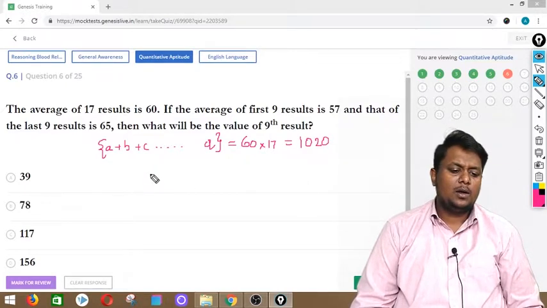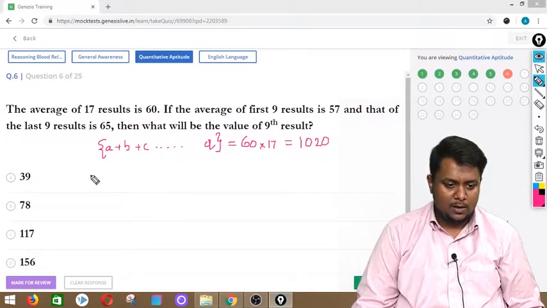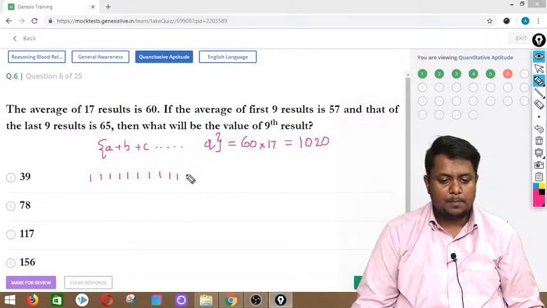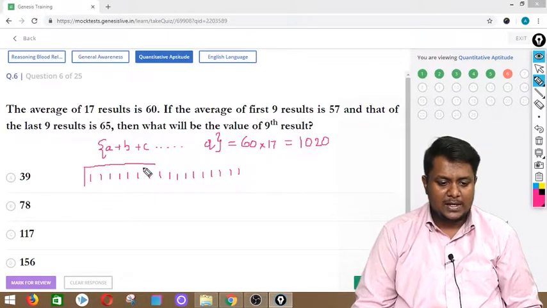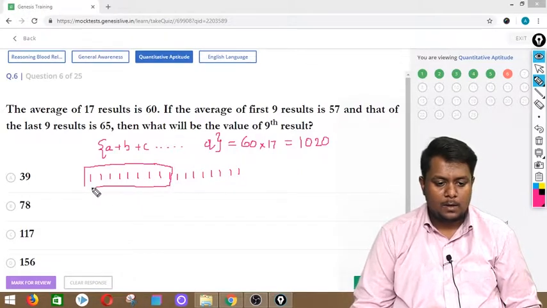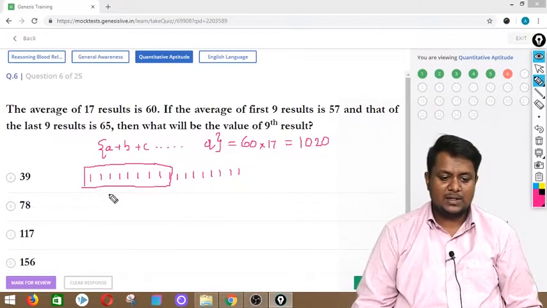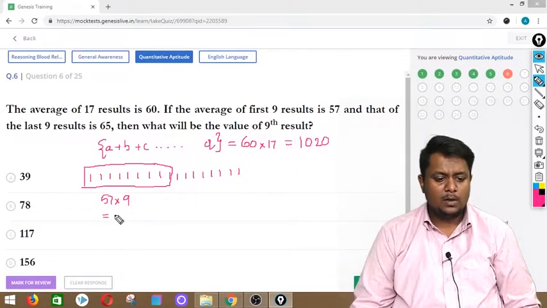Now, the sum of the first 9 results, let us say these are the subjects: 1 2 3 4 5 6 7 8 9 10 11 12 13 14 15 16 17. The sum of the first 9 subjects, the average is 57. Sum will be 57 into 9, which is 513.